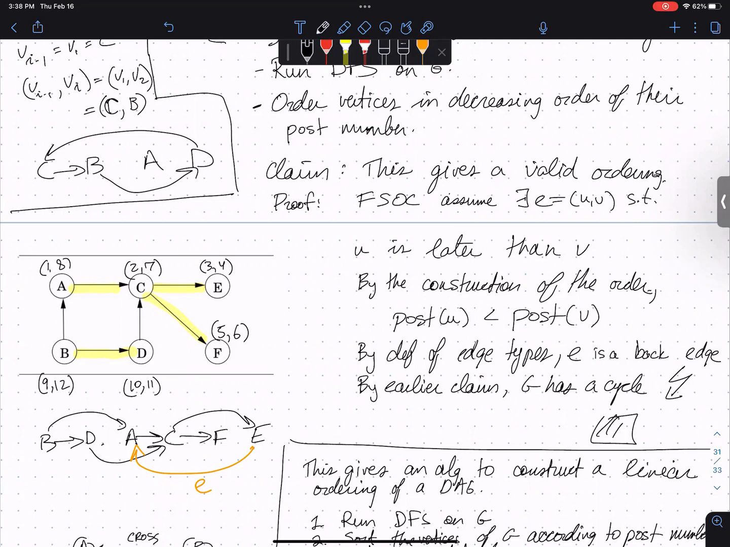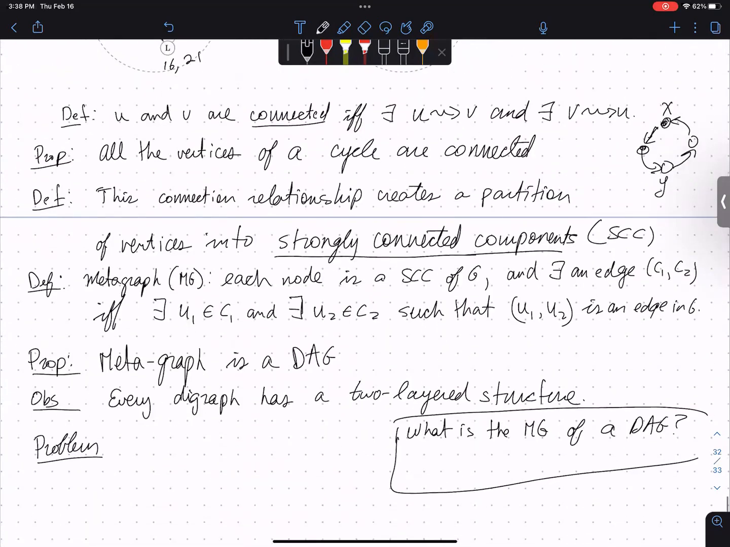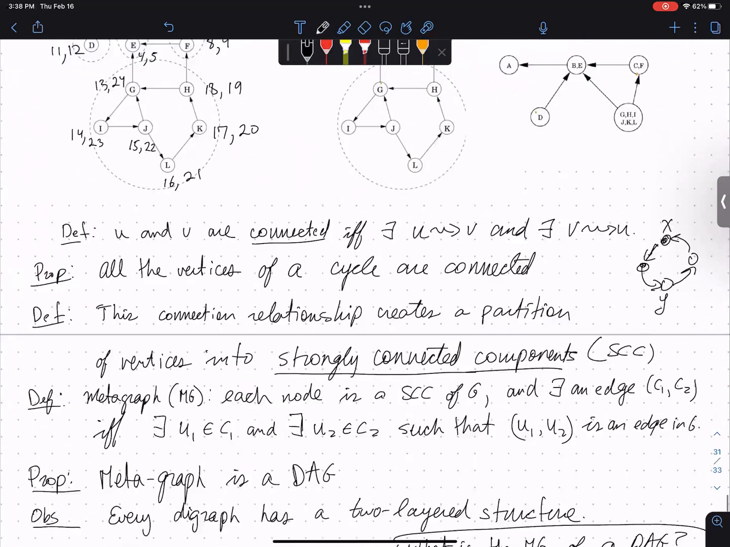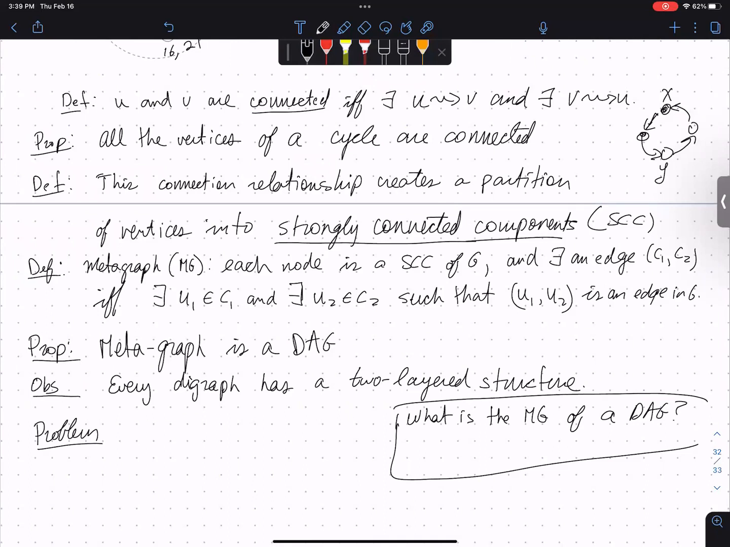Why? It's actually always going to be the case for a DAG that its strongly connected components are just single vertices. If you have more than one vertex in a component, then you'd have a cycle. As soon as, for example, here, you have 2 vertices in a component, you've created a cycle. So the answer is the same graph. The metagraph of a DAG is the same graph. I don't think we need that fact anywhere, but that's just an interesting observation.